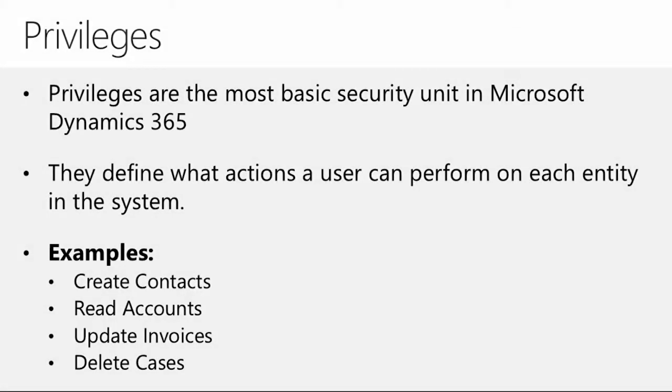So in the previous example, we saw the concept of security roles, and we saw the different little circles that you can click on to determine who should have access to what. Let's now dive into that in a little bit more detail and explain what those circles mean. So there's a couple of different elements at play here. There's a concept of what are called privileges, and then there's a concept of what are called access levels. Think of privileges as really the most basic unit of security inside the application itself. So they define what I can do for each entity on the system.